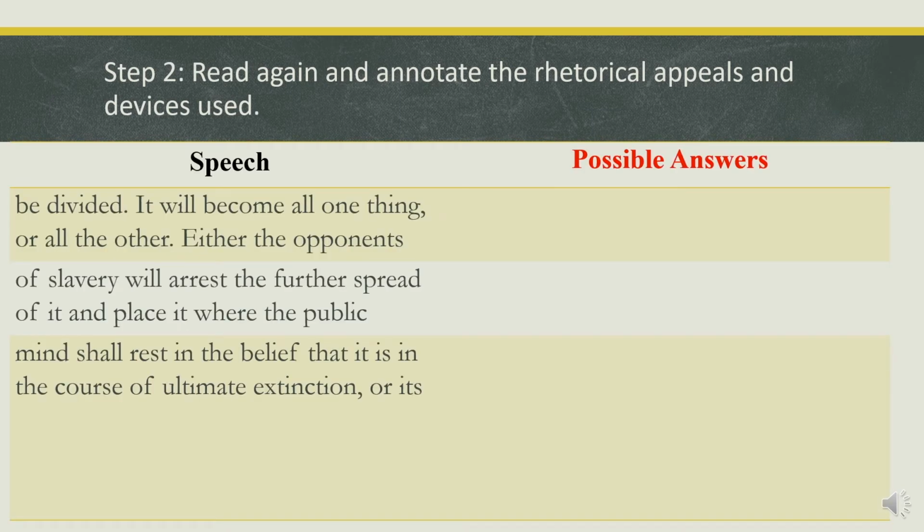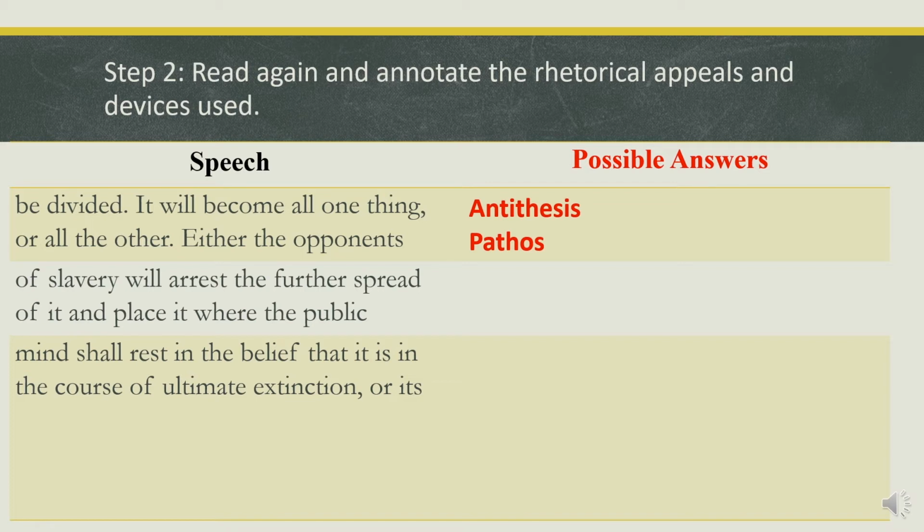It will cease to be divided. It will become all one thing or all the other. Did you hear the antithesis that Lincoln creates here? All one or all the other. There is no compromise. This will go one way or it will go the other way, thus creating this emotional response in his audience, most likely of fear. Many of the Republicans are going to be fearful that slavery will continue.